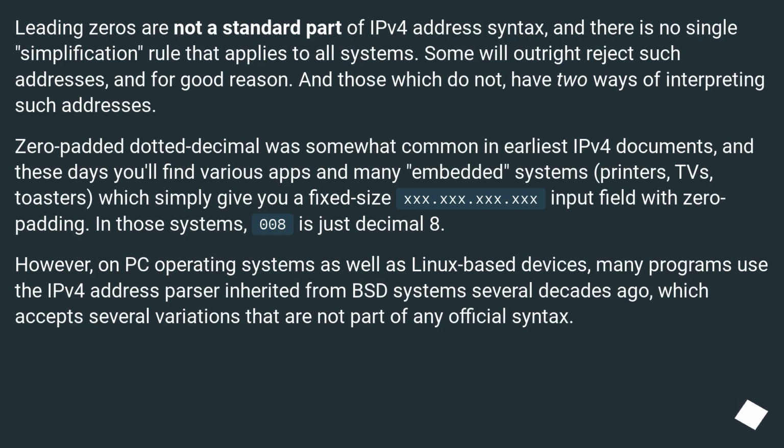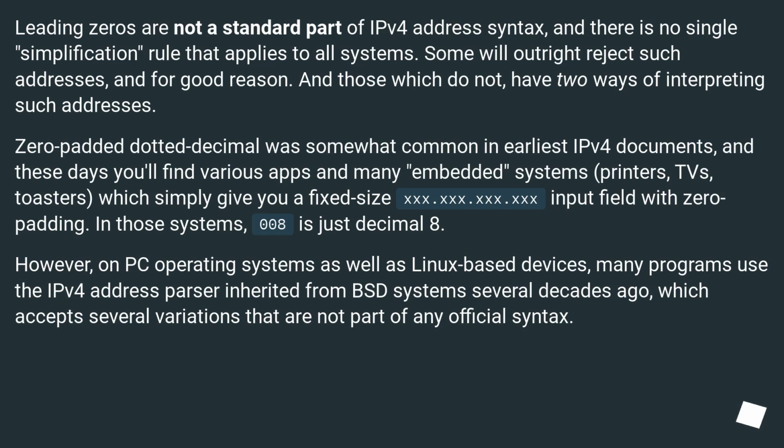Leading zeros are not a standard part of IPv4 address syntax, and there is no single simplification rule that applies to all systems. Some will outright reject such addresses, and for good reason. And those which do not have two ways of interpreting such addresses. Zero-padded dotted decimal was somewhat common in the earliest IPv4 documents, and these days you'll find various apps and many embedded systems, printers, TVs, toasters, which simply give you a fixed-size input field with zero padding. In those systems, 008 is just decimal 8.